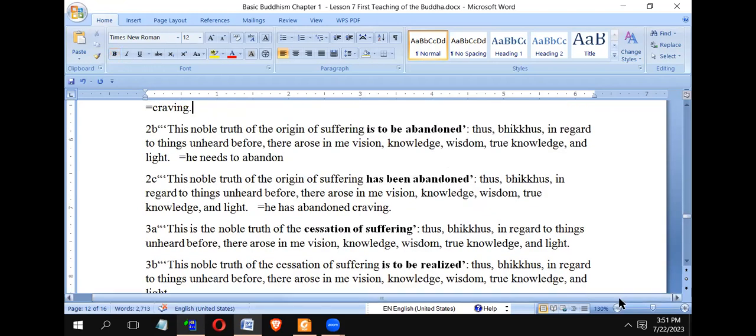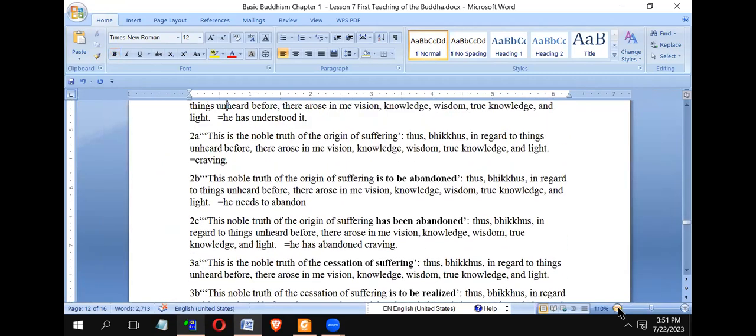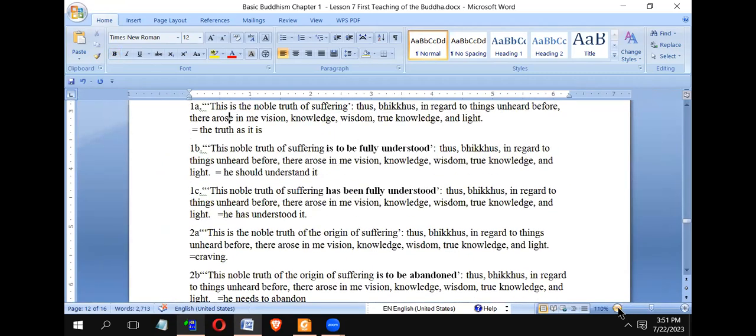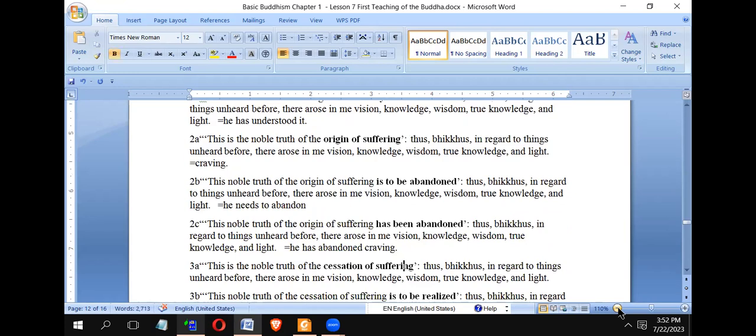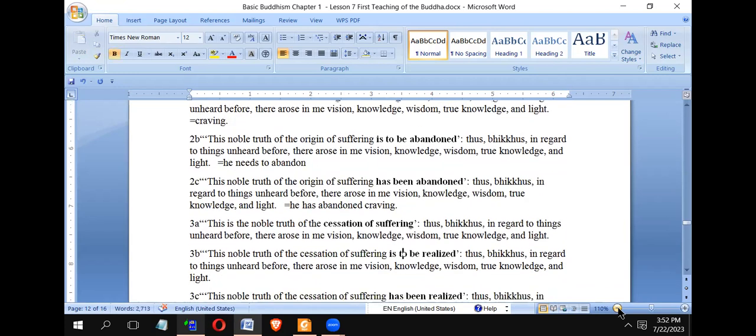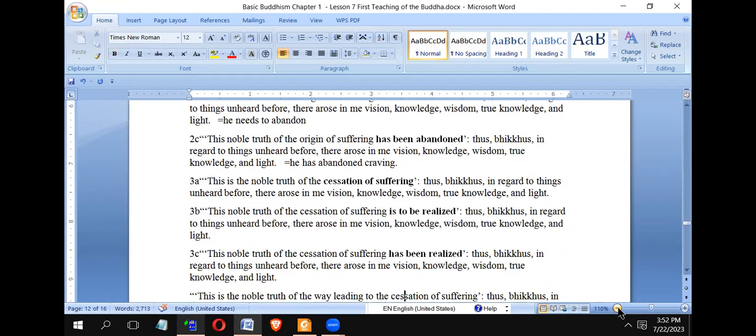So let's look again. First noble truth: this is the noble truth of suffering. Is to be fully understood, has been fully understood. Then second, this is the noble truth of origin of suffering. Is to be abandoned, has been abandoned. This is the cessation of suffering. To be realized, has been realized.